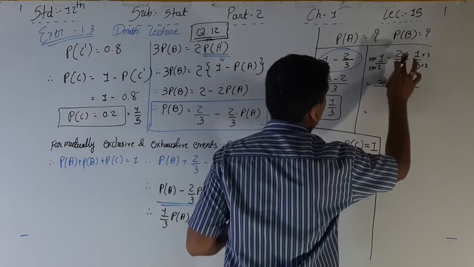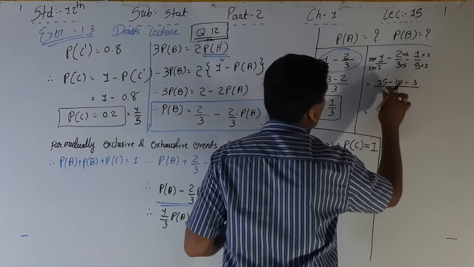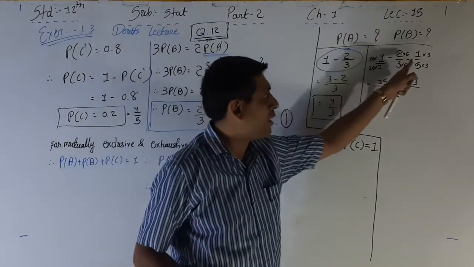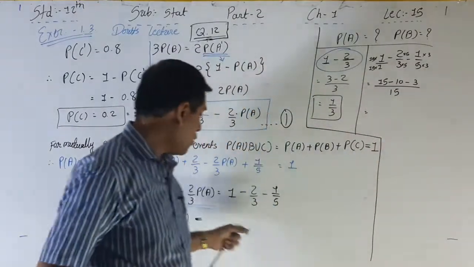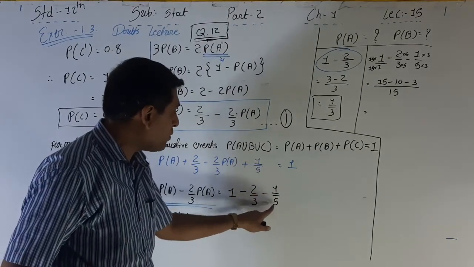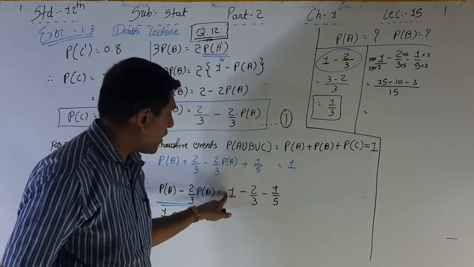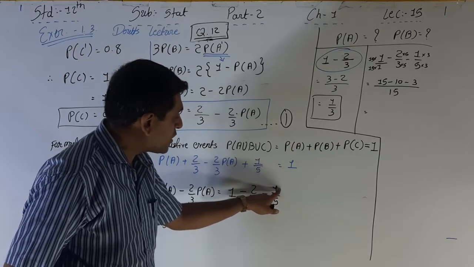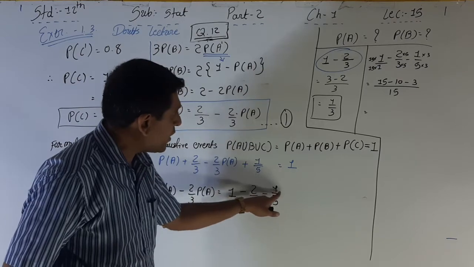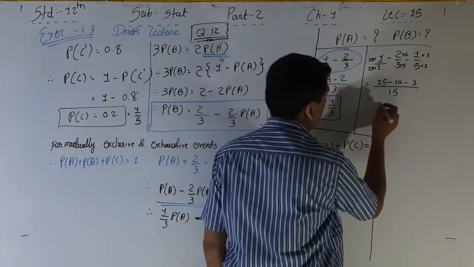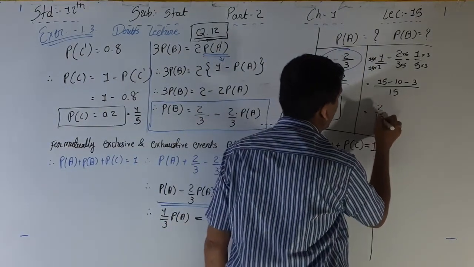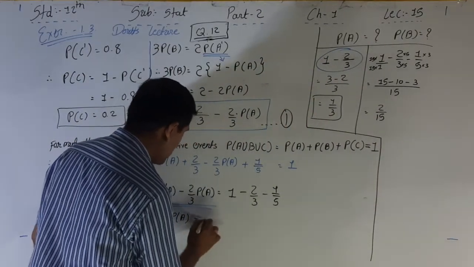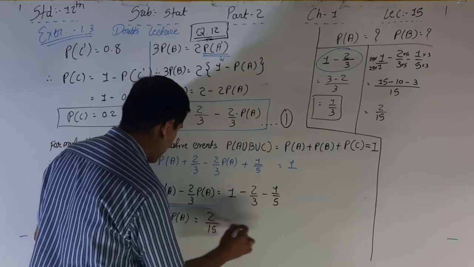So 15 minus 10 minus 3. 1 minus 2 by 3 minus 1 by 5. 5 3s are 15, 15 ones are 15. Here 2 5s are 10. Here 3 ones are 3. 15 minus 10 minus 3, that is 2 by 15. So your simplification of these is 2 by 15.